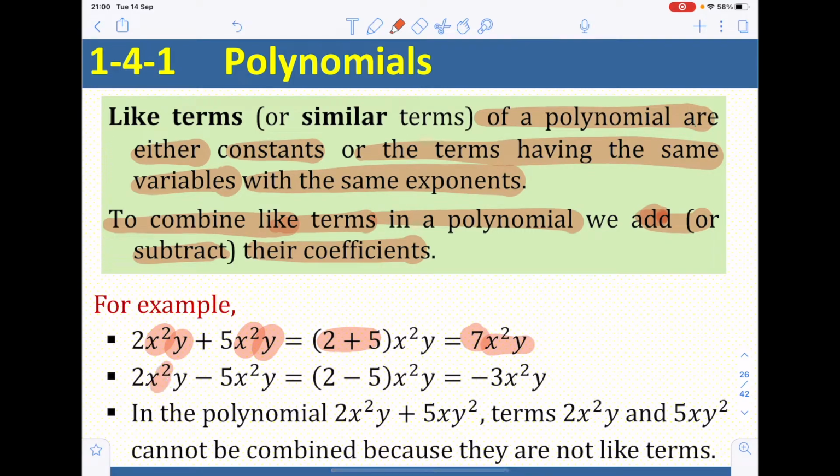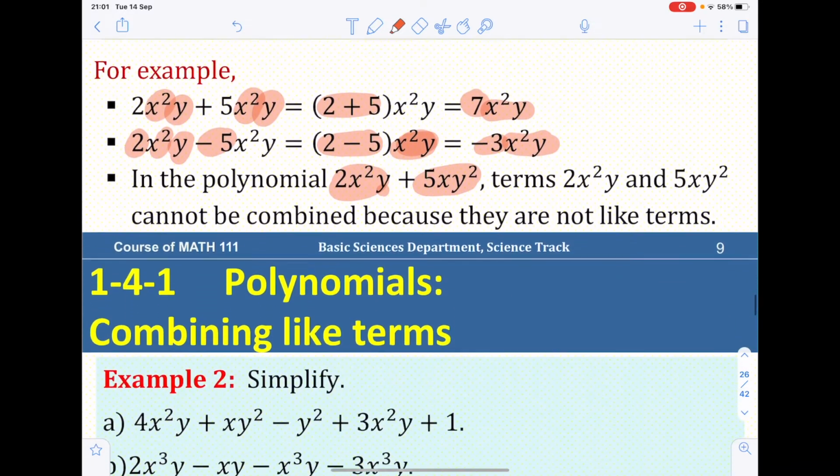Okay, and here I have x squared y also. So 2 minus 5, then x squared y, which is negative 3x squared y. So it looks like you just take x squared y as a common factor, then you subtract or add the numbers. But for these polynomials, you can't add those terms because they are different, since x squared y in the first one does not equal xy squared. Okay, they have different exponents, so they are different terms, so we can't combine them.